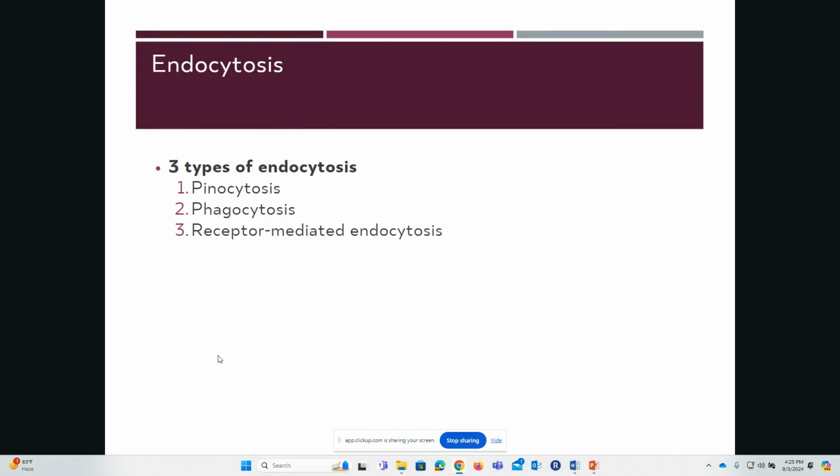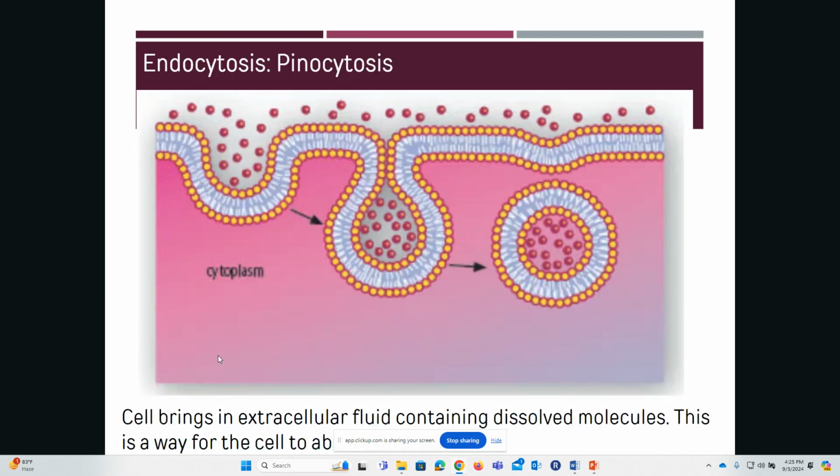There's actually 3 different types of endocytosis based on what the cell is taking in. Pinocytosis, which is liquid phase endocytosis, where the cell is essentially drinking and taking in liquid-based solutes. Phagocytosis, also known as cell eating, where we see solid particles being taken in by the cell. And receptor-mediated endocytosis, which is really just specific endocytosis.